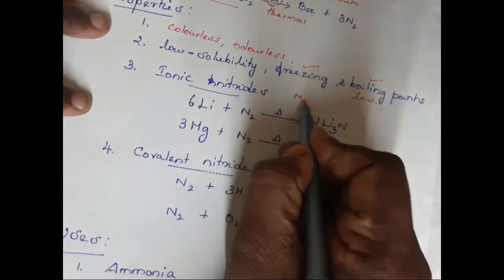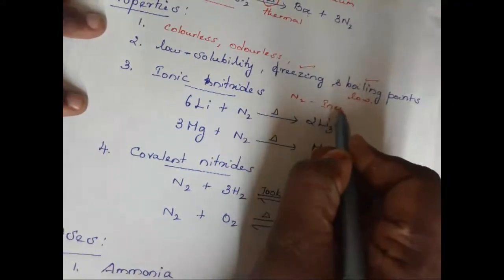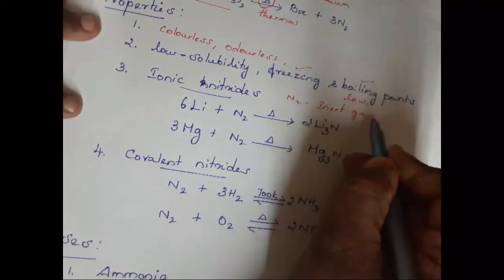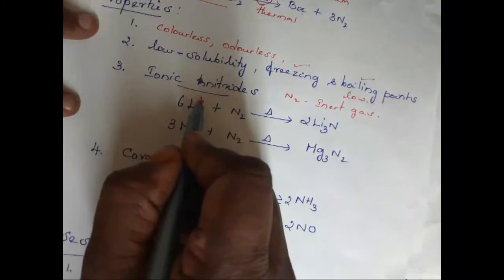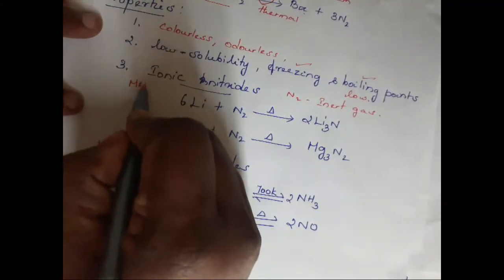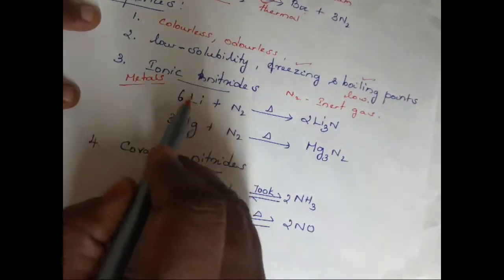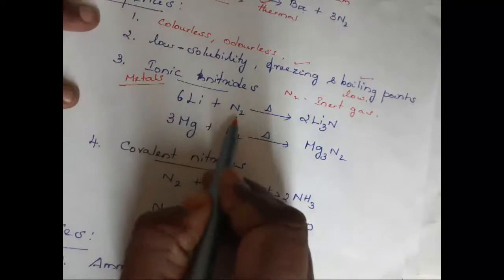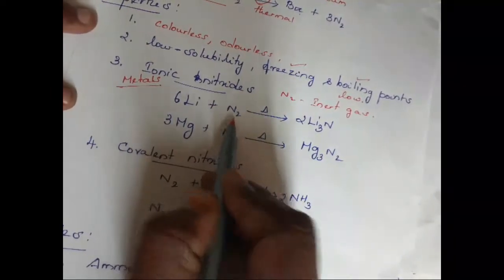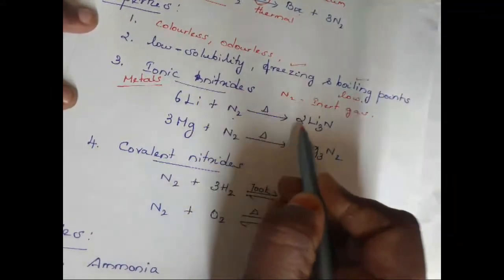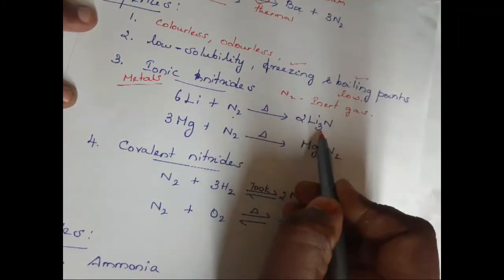Chemically, dinitrogen is an inert gas. As you all know, it's an inert gas. But at high temperature, it reacts with metals and forms ionic nitrides. Let us see a few examples. Lithium, it's a metal. When it reacts with nitrogen, when you heat this content, we will get lithium nitride.